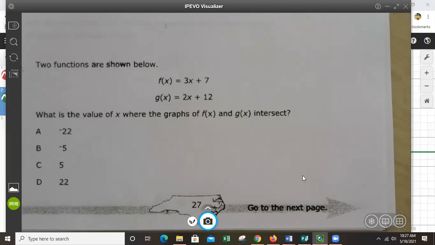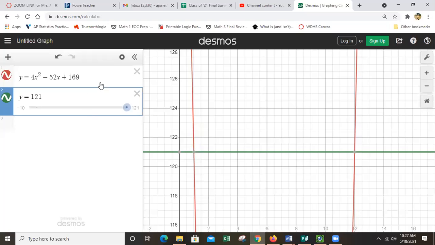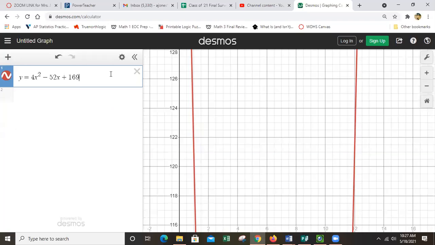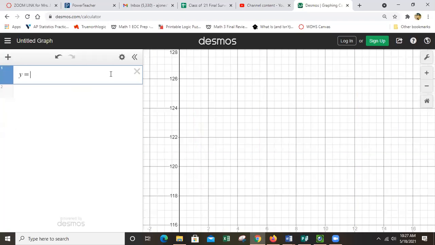All right. So 3x plus 7 and 2x plus 12. I'm going to go back to my Desmos and I'm going to put that in. So I don't need this one. We can delete this out. 3x plus 7. And they love to give you these problems. Now, they'll give them to you on calculator inactive too. And we will work on those.